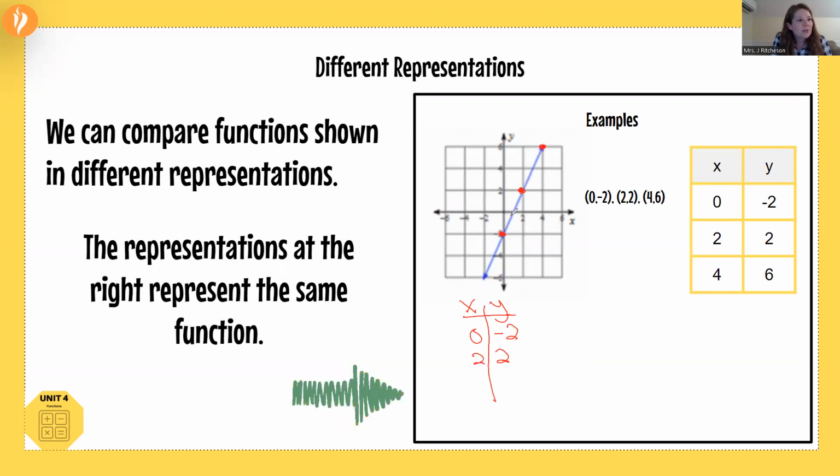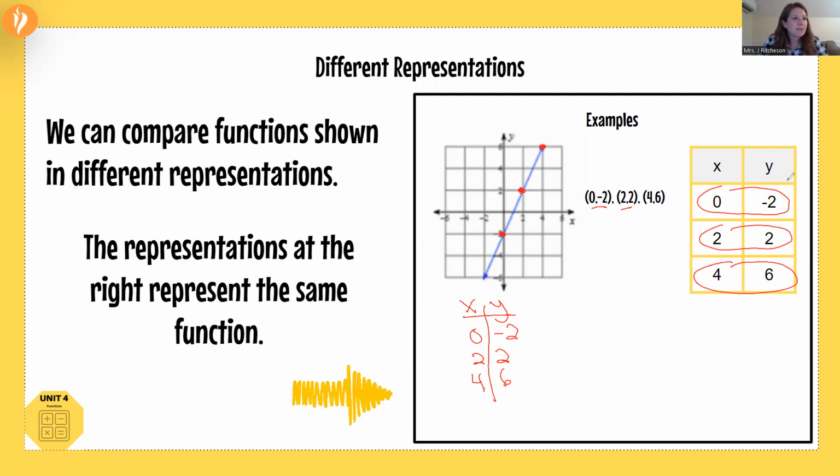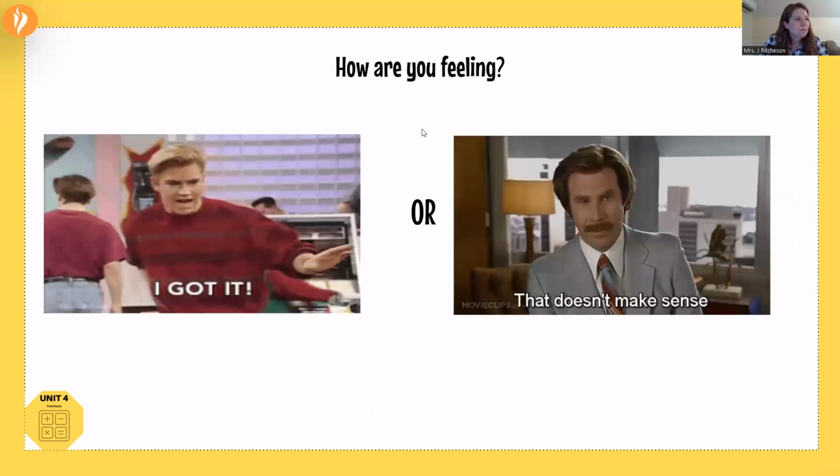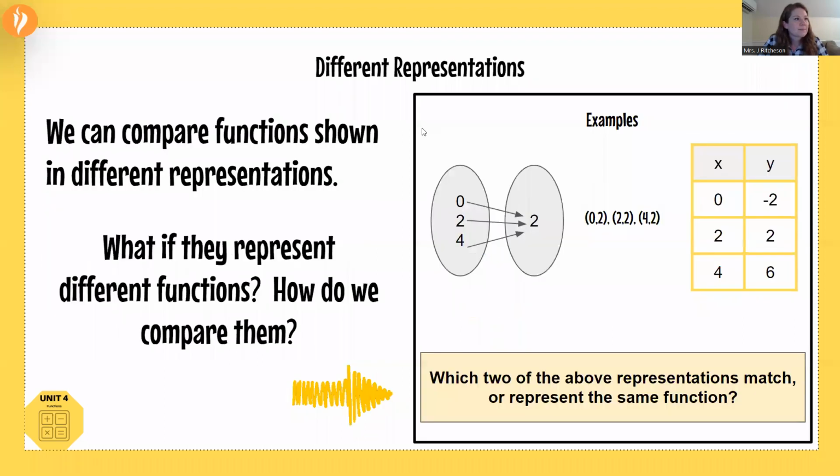And then here, if we go right 4, up 6, so the next is (4, 6). So that's all of our ordered pairs, right? (0, -2), (2, 2), and (4, 6). So we've shown that all three of these represent the same function. Yep, they do. Does that make sense?